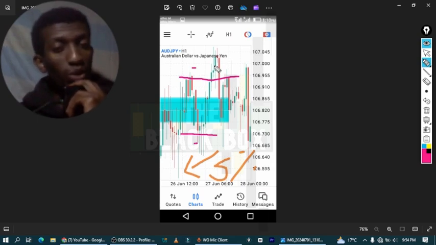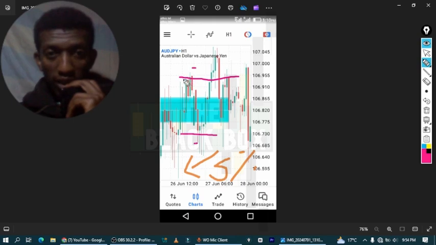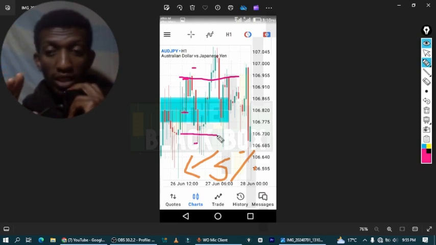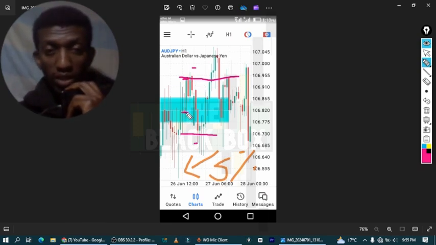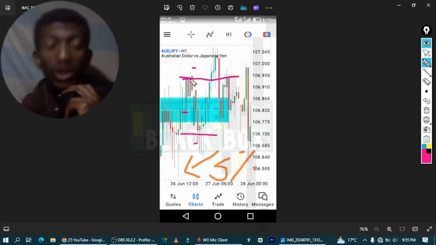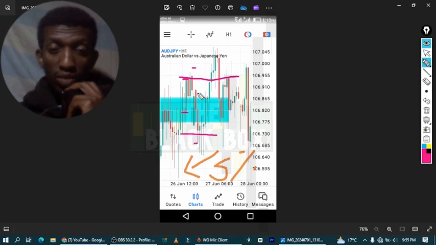Then what do we do now? We determine the TP for this black box using the body, not the wick. This is where everybody is mistaken. Everybody does it wrong here. So you use the bodies, not the wicks, on the two candles, whichever is lowest, whichever is highest, you connect it, and then determine the direction.